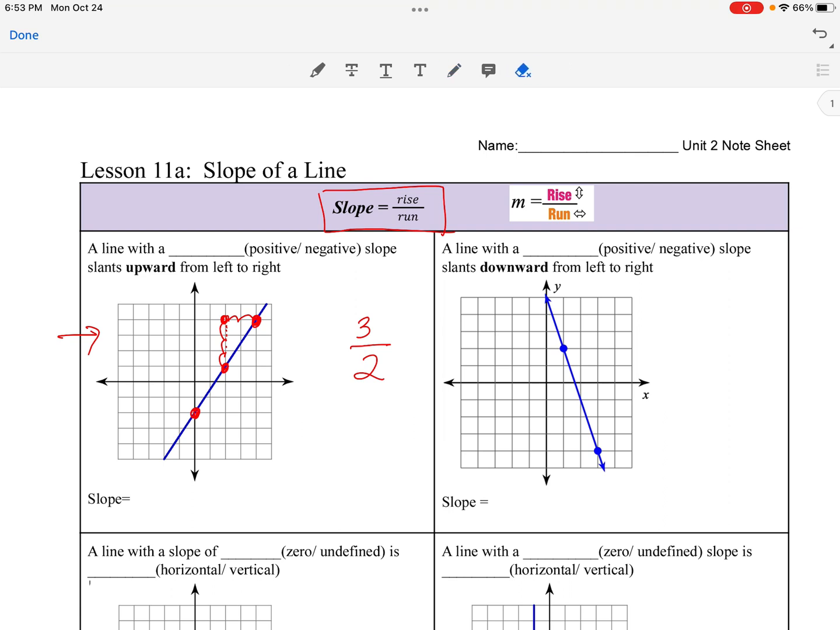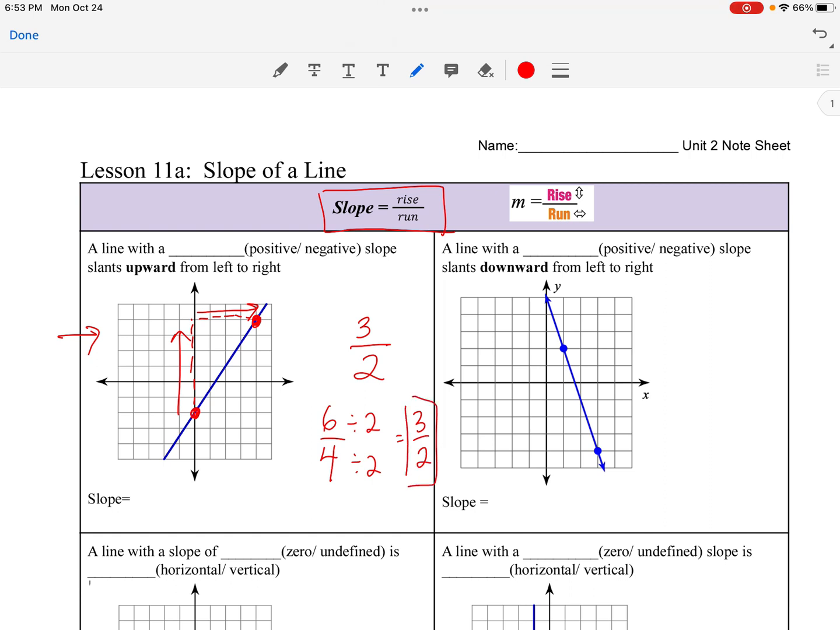Now I might have instead decided to do the slope between these 2 points. Let's see how that compares. Here, to get from this point, I have to rise 6 and run 4. Now I'm rising in the positive direction, so it's positive 6 in the positive y direction. I'm running in the positive x direction, so that's positive 4. Notice that 6/4 I can simplify, so that it becomes 3/2.